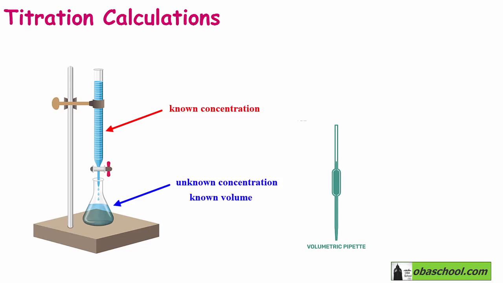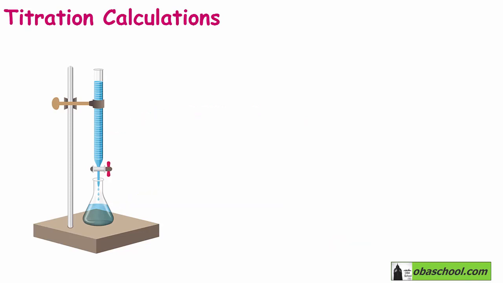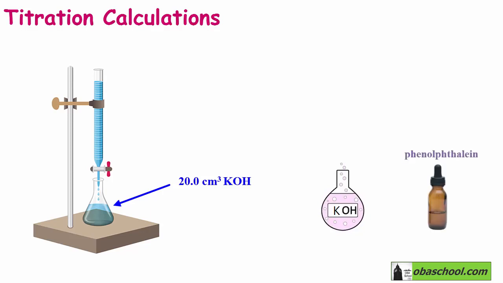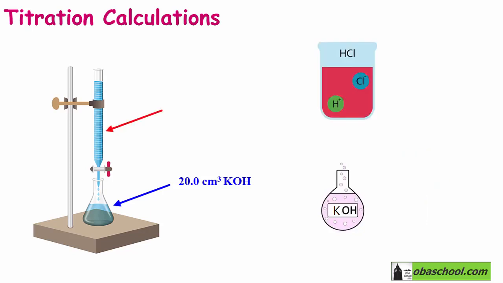Let's take an example. In this titration experiment, 20 cm³ of the potassium hydroxide solution was placed in a conical flask. So inside this conical flask, we have 20 cm³ of KOH. And then a few drops of phenolphthalein, the indicator, were added to indicate the end point of the reaction. It was titrated against dilute hydrochloric acid, HCl, whose concentration is 1.00 mol per dm³.